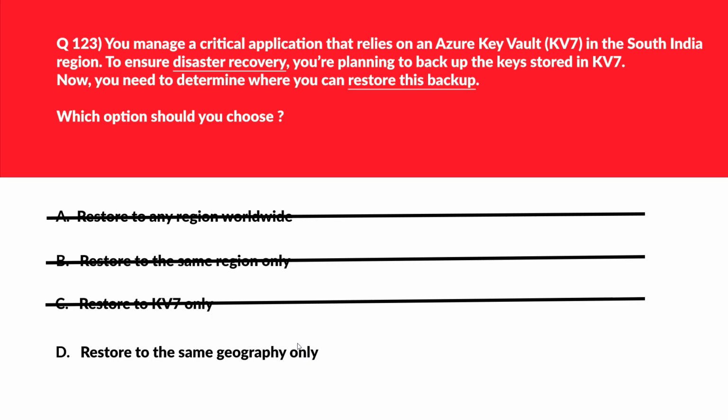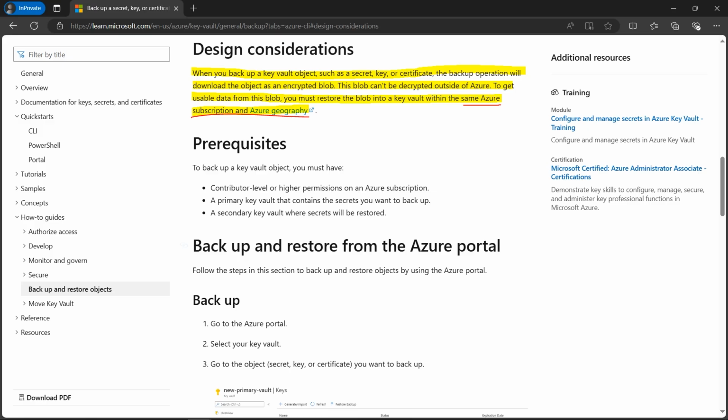So when designing a disaster recovery plan for an Azure Key Vault, it is essential that we consider the geographic scope, right? In a disaster recovery scenario, definitely we want to back up within the same region as the original Key Vault, because this will ensure data consistency and minimize latency.